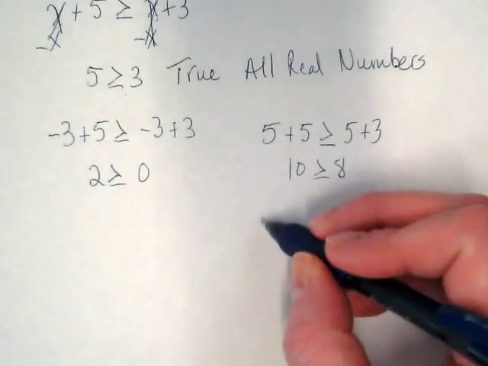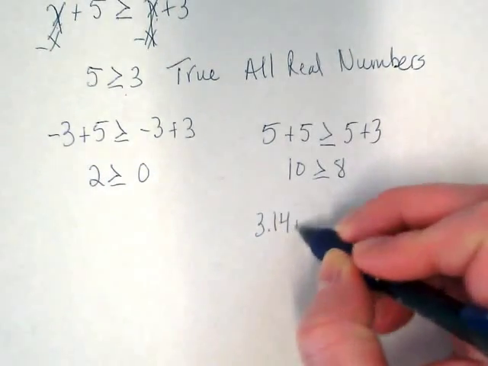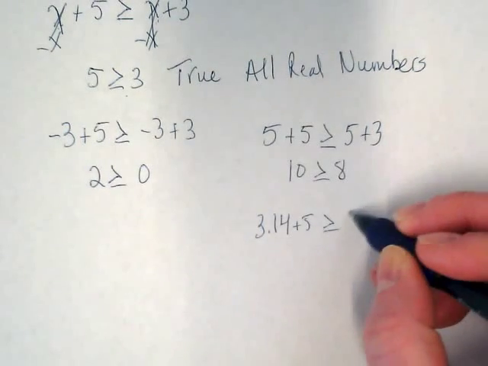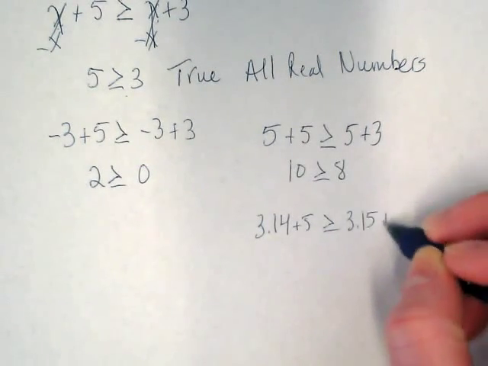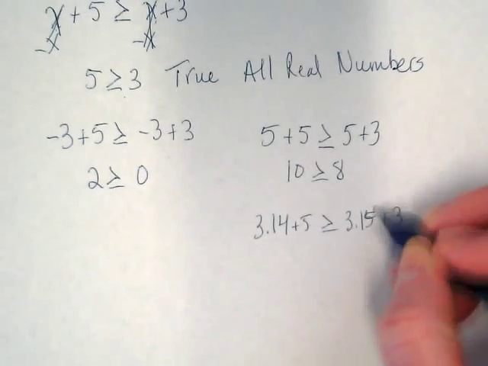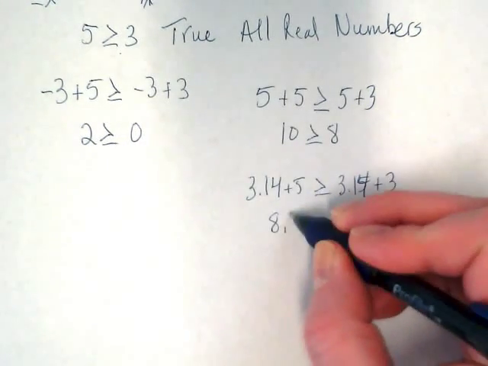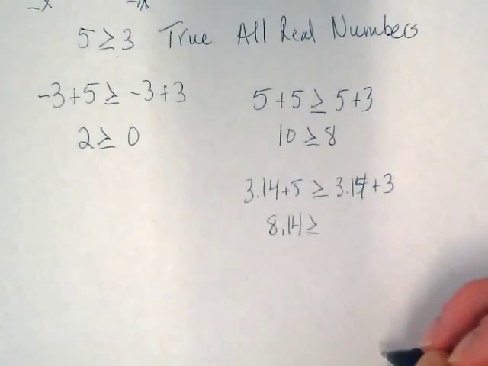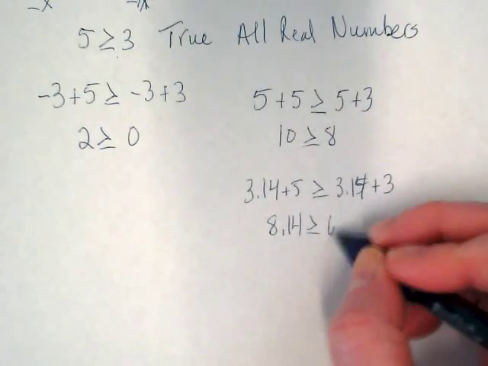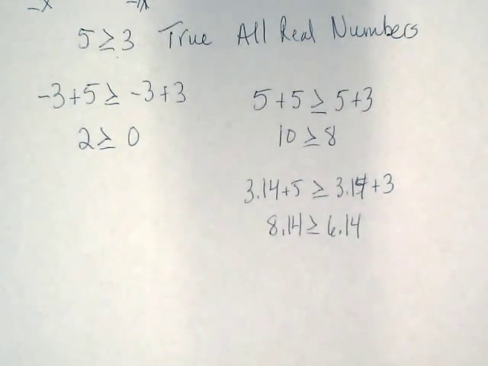Pi. Why not? We'll round it to 3.14. 3.14 plus 5 is going to be 8.14. 3.14 plus 3 is going to be 6.14. Is that a true inequality? Yeah. The thing is, we don't have to graph these because we're just saying everything on the number line is true for x.